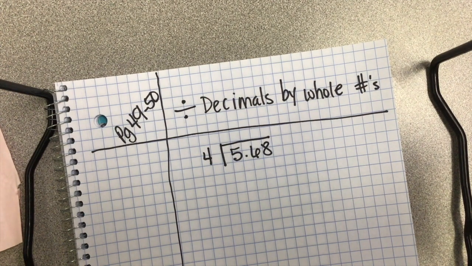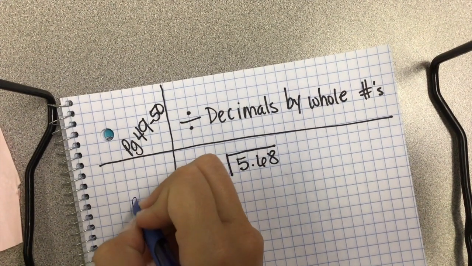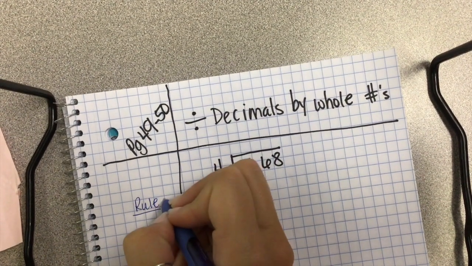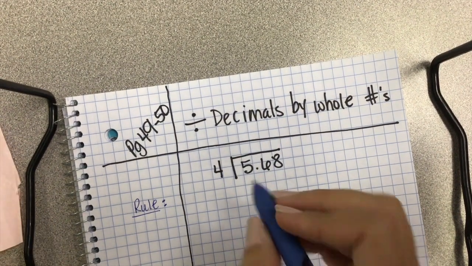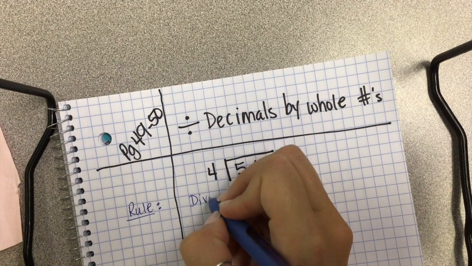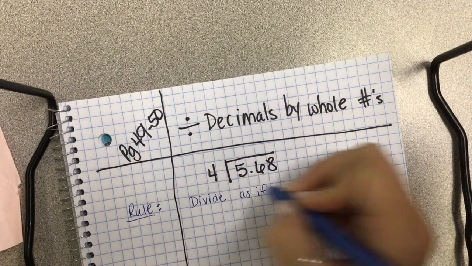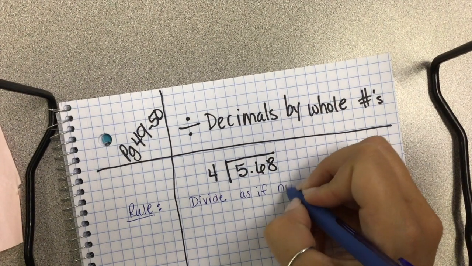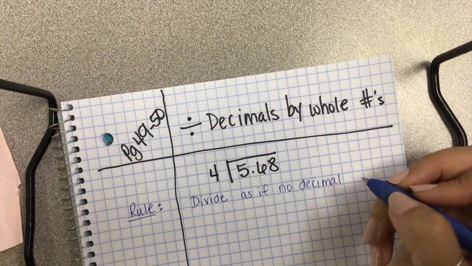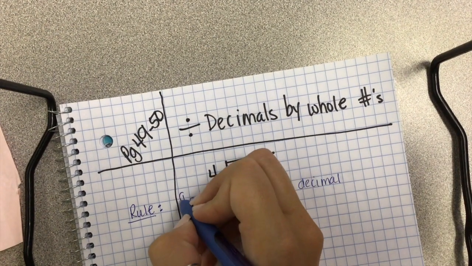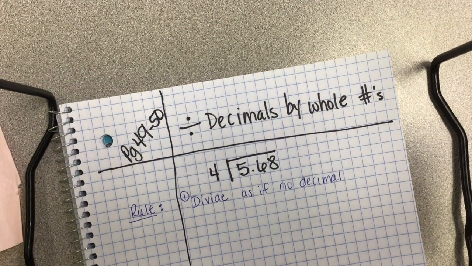Okay, so the rule with dividing decimals by whole numbers, put the rule here. Always a rule, right? Divide as if no decimal. That's step 1. Divide as if there's no decimal. Pretend that decimal is not there, okay?